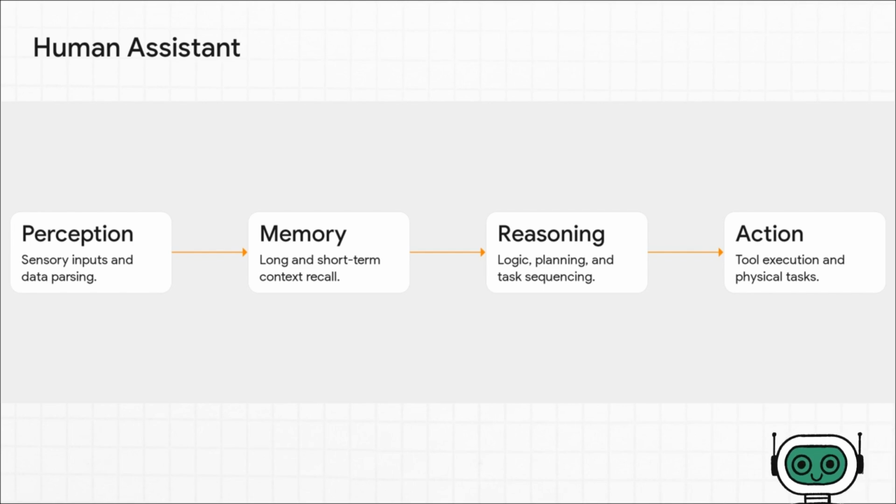First up, senses. They need to be able to hear your instructions, read incoming emails, or look at a revenue chart. Second, they need a notebook. If they don't remember what you told them yesterday, they're kind of useless, right? They also need long-term memory to recall the fundamental rules of your company. Third, a brain. They need a way to apply logic, plan out their day, and break a massive project down into smaller, achievable steps. And finally, hands. They need to actually physically type the email, issue the refund, or organize the file system.